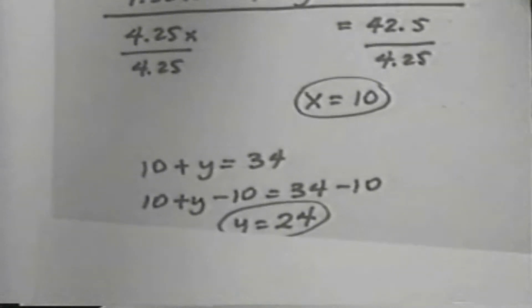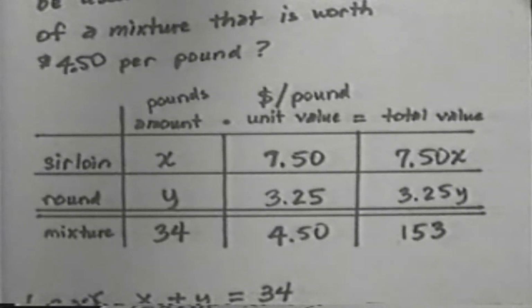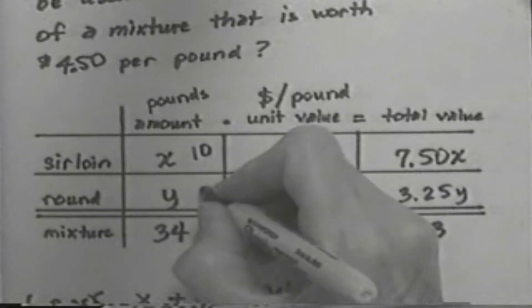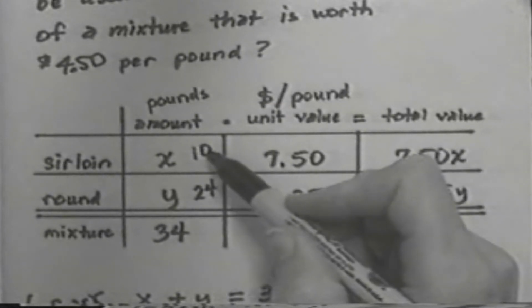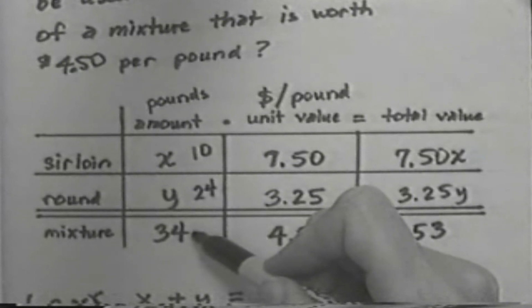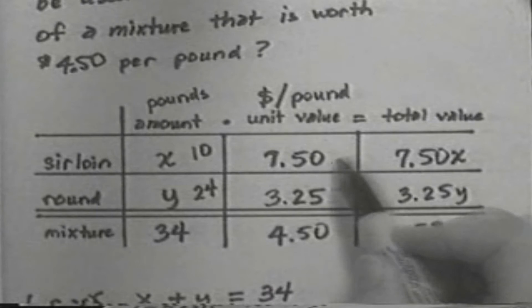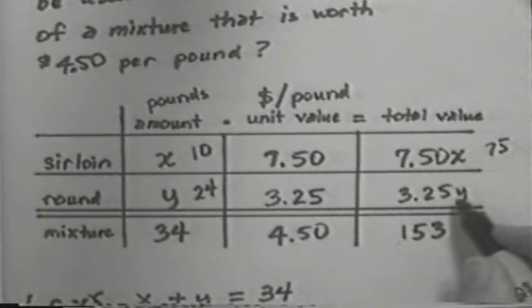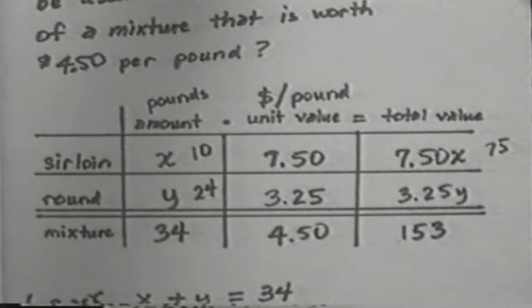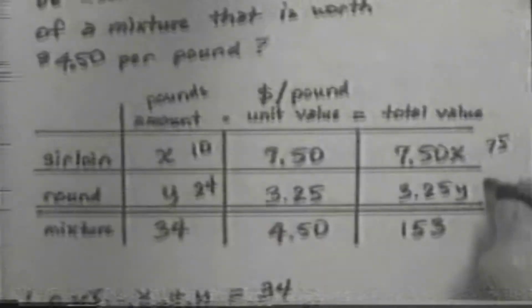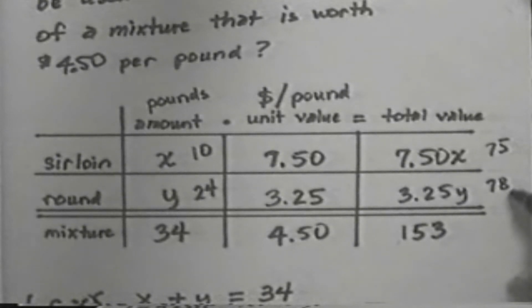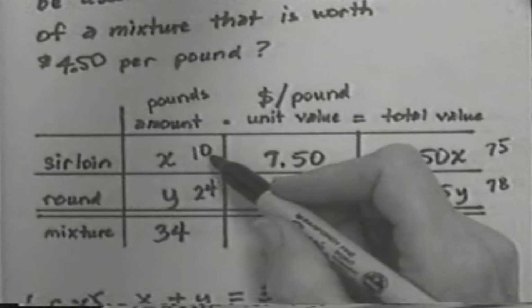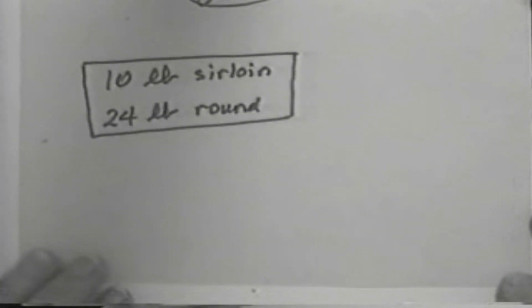Let's go back to the chart, fill in the numbers, and see if things make sense. In the chart, our x we found is 10, our y we found is 24. Now let's see if this works. 10 and 24 give us 34 total. That certainly works. 10 times 7.50 is 75. 24 times 3.25 gives us 78. Then 75 and 78 add up to 153. And so this makes sense. This fits into the pattern. And we conclude that we have 10 pounds of sirloin, 24 pounds of round, and that's exactly the way we write the answer: 10 pounds sirloin, 24 pounds round.